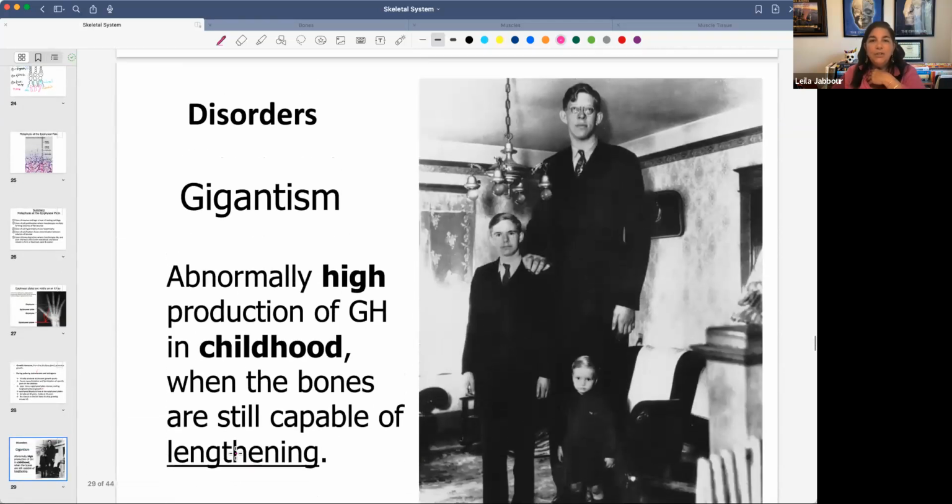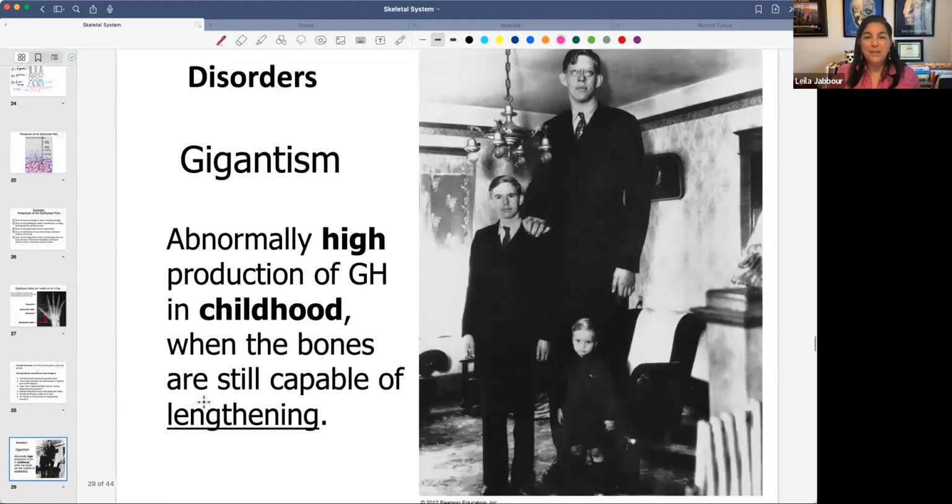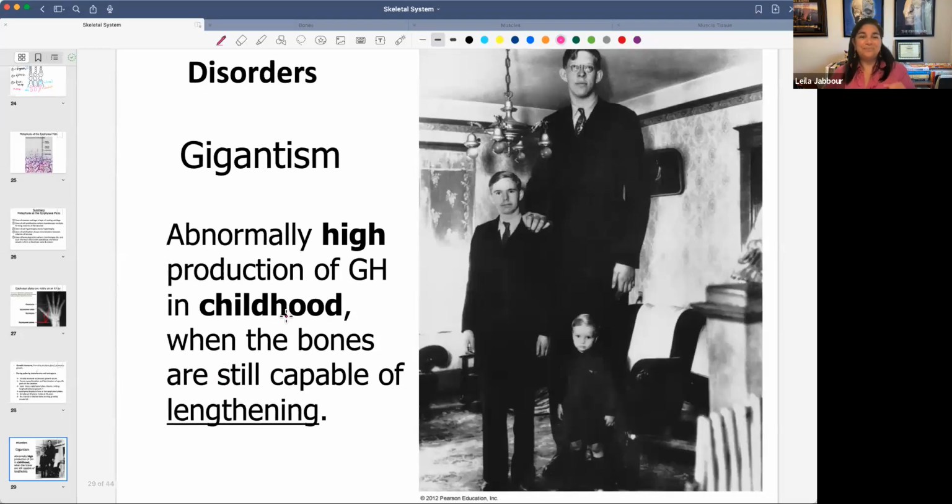So you'll see in your pathology course some of these disorders that are related to the skeleton, and you'll also see them in the context of the endocrine system. So these are some of the clinical correlations here. Too much growth hormone will lead to gigantism. That's too much growth hormone during childhood, when the bones are still capable of growing in length, and you have this additional growth that happens during childhood.